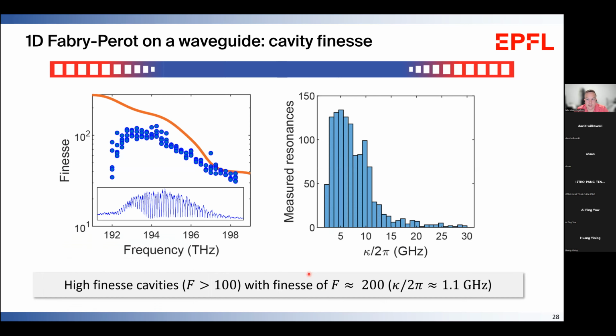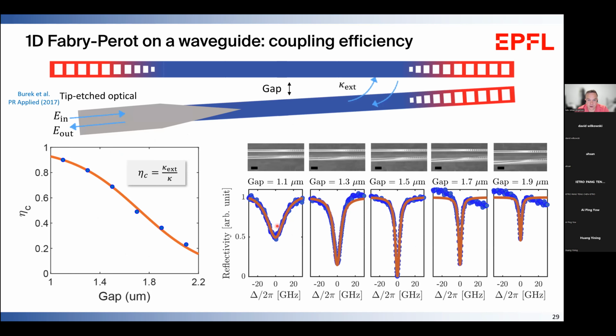So first, a bit about these cavities. We make a photonic crystal mirror on each side of the cavity to make a Fabry-Perot waveguide. We have shown that we can reach a finesse of about 100, and a line width of about 1.1 gigahertz. So these cavities seem to work pretty well. We also can engineer the coupling of our external waveguide to the cavity by changing the gap between the two waveguides.